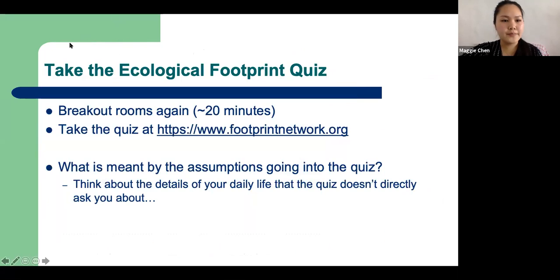Now, we are going to be looking at our own ecological footprint. So we were talking about developed countries and countries as a whole, but now if you go to the footprintnetwork.org, you're going to be taking your own ecological footprint and seeing the amount of resources that you use for yourself. So when you click into that link, it's going to look like this.